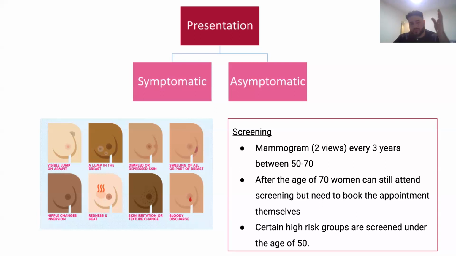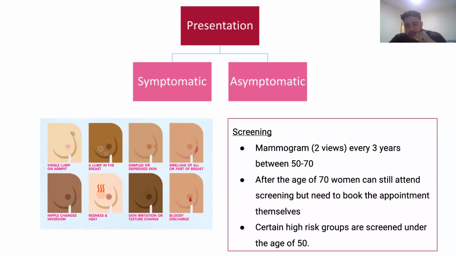So the presentation will ultimately divide into either whether they're symptomatic or asymptomatic, because patients may not present very symptomatic. They may be largely asymptomatic with just noticing a lump on their breast. In terms of the screening, you should do a lot to commit these guidelines to memory because you will be asked about them a lot.